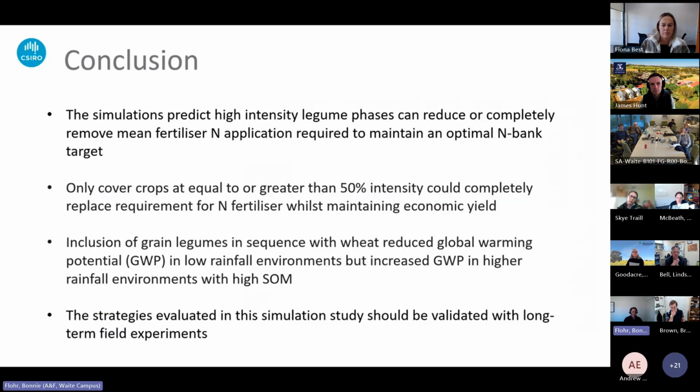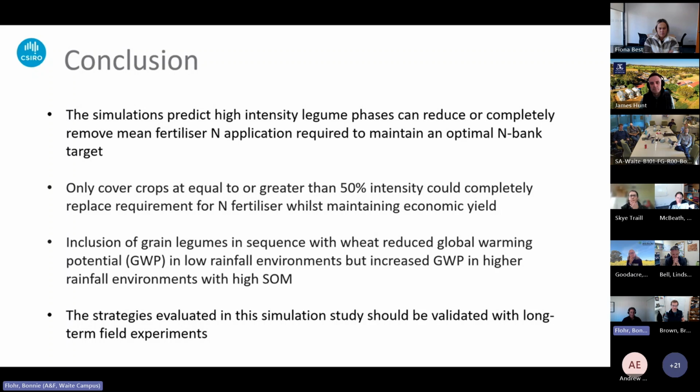So that brings me to my conclusion slide. I know that was a lot of information, but the key points from the study are that simulations predict high intensity legume phases can reduce or completely remove mean N fertiliser application required to maintain an optimal N bank. But only cover crops at equal to or greater than 50% intensity could completely replace the requirement of N fertiliser while also maintaining economic yield.